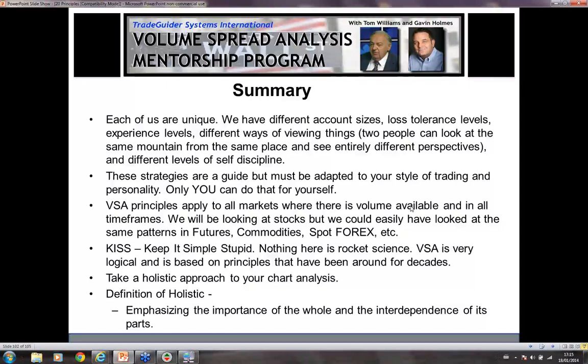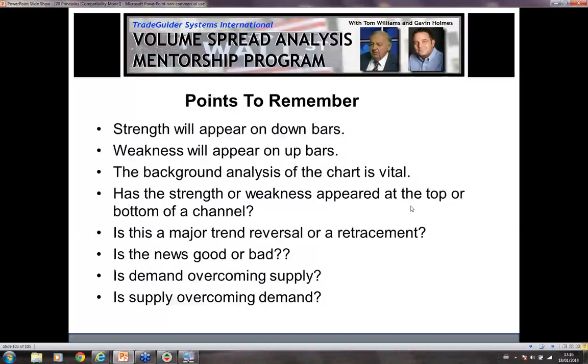Keep it simple, stupid. KISS. Nothing here that I've shown you is rocket science. It's very logical. It's based on principles that have been around for over 100 years. Take a holistic approach to your chart analysis. And what do I mean by holistic? I mean emphasizing the importance of the whole and the interdependence of its parts, meaning that the market is an ongoing beast that just keeps growing and growing. And there are different time frames in that market when it's open. So choose the time frames that suit you.